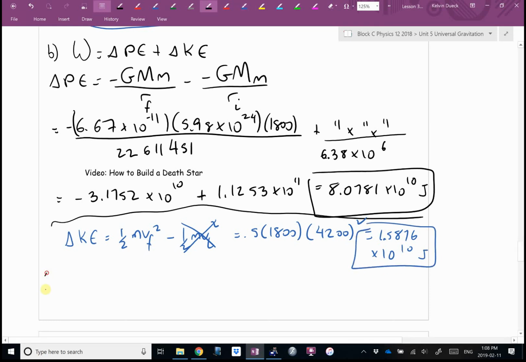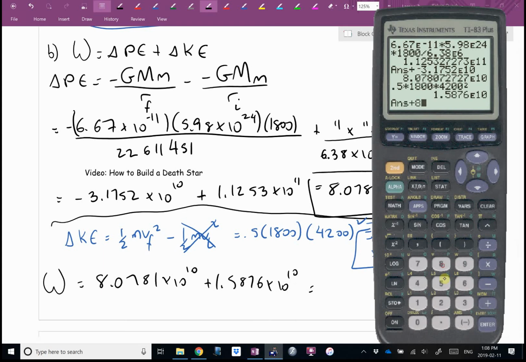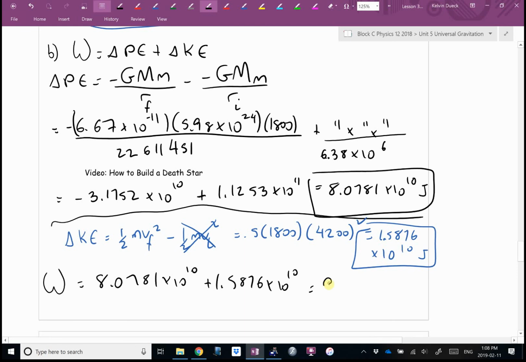So my final answer, work. It's going to be 8.0781 times 10 to the 10th. There's the change in potential. Plus 1.5876 times 10 to the 10th. What'd you get? And now I'll round off. Hannah, I'm going to round off to the third sig fig right there. Is that 6 going to stay a 6 or become a 7? And so I'm going to write 9.67 times 10 to the 10th. Because I only round off once unless I'm bumping 9s into 0s. Then that carries through.